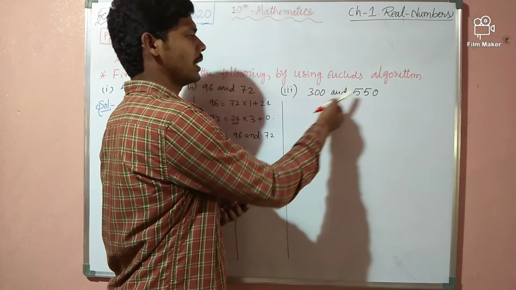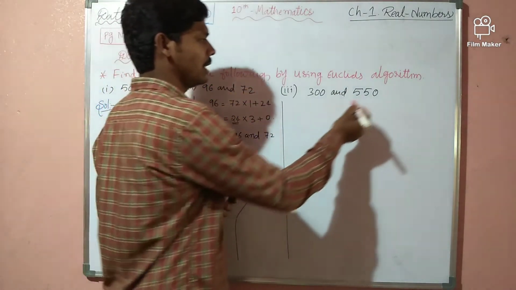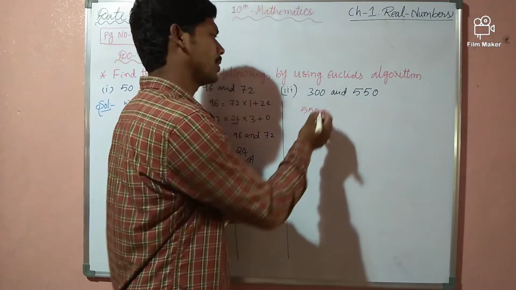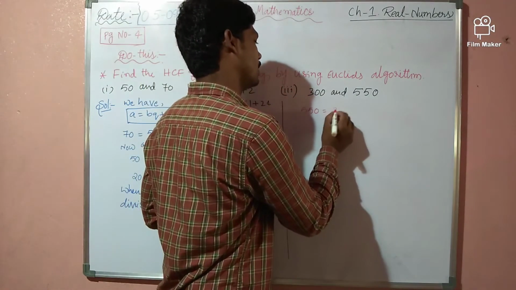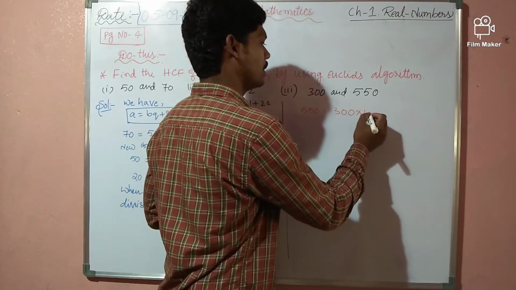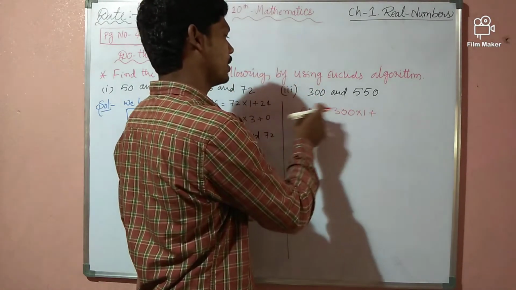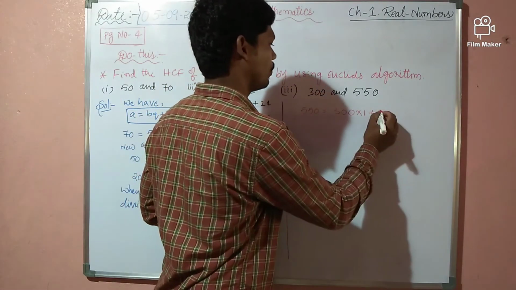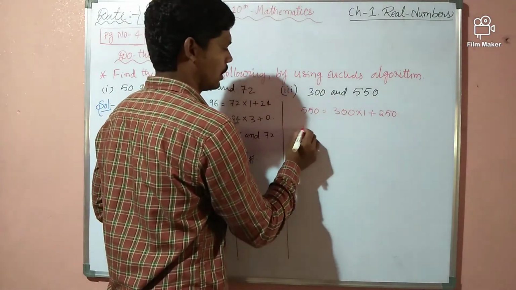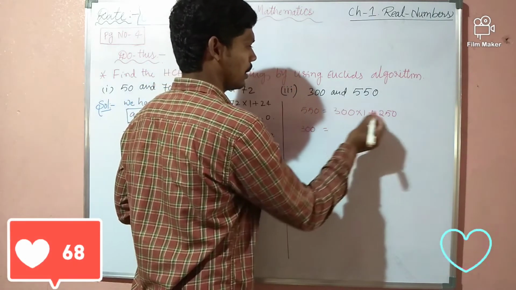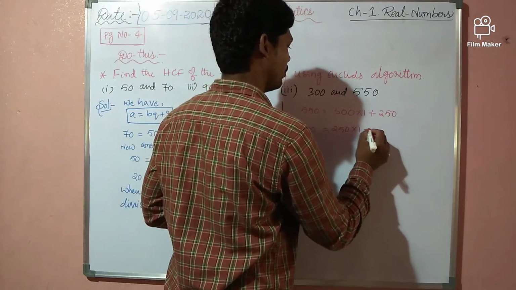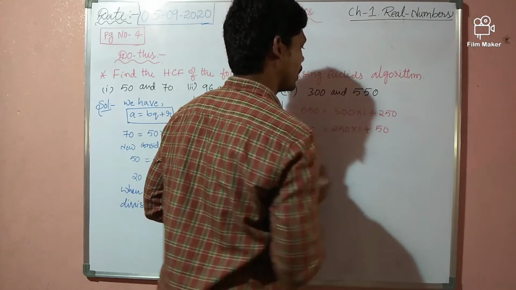Third one, 300 and 550. Here the bigger number is 550, write it as the dividend, and the smaller positive integer is 300. 300 divides 550 only once. The remainder is 300 subtracted from 550, that is 250. Now do the division of 300 with the remainder 250. 250 also divides 300 only one time. The remainder is 50.